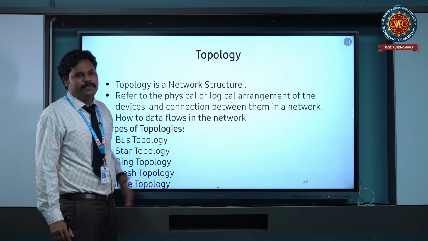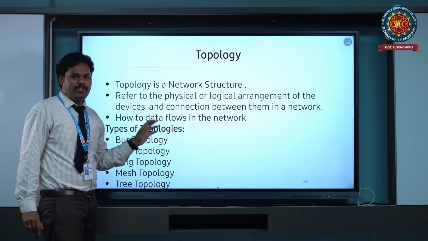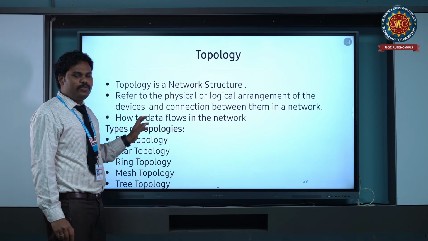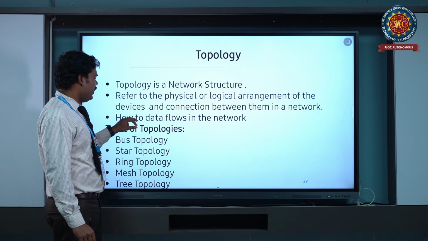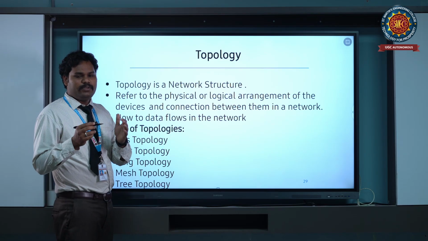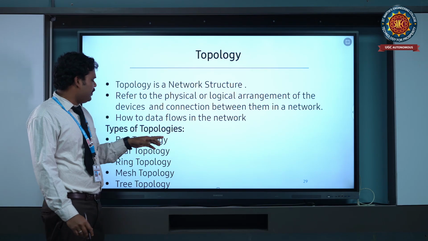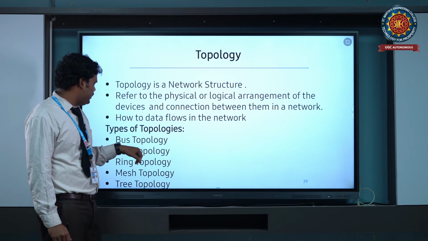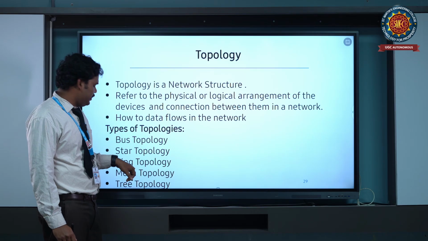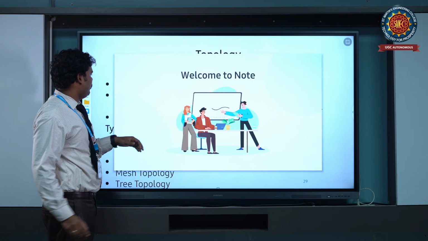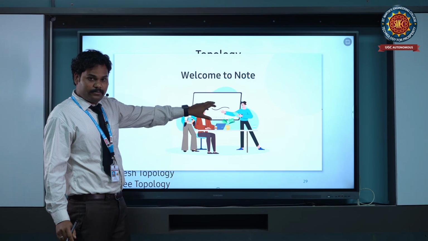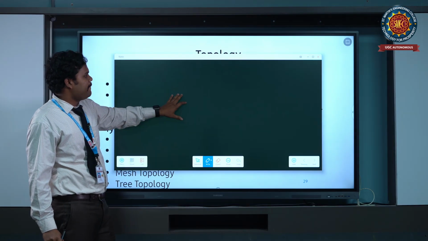Go to the topology. What is the topology? Topology is the structure of a network, how the data is arranged and connected to the internet, and how the data flows in the network. The types of topologies: bus topology, star topology, ring topology, mesh topology, and tree topology. First, the bus topology.